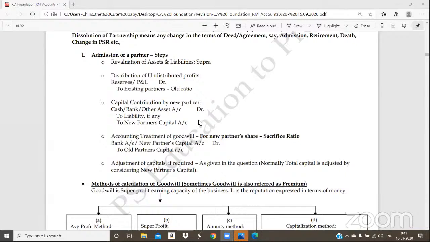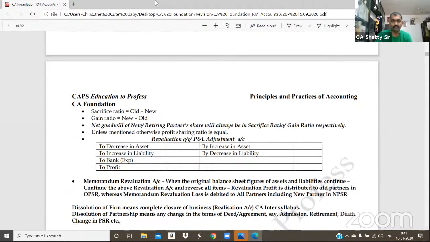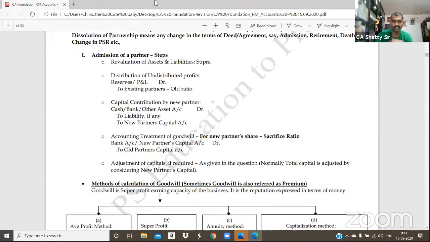Steps under admission. So it happened so fast because we already discussed before, in the introduction only. Everything is connected to one sentence. No one can make profit without being in existence. So this much only for admission. So simple. The revaluation step, like the way we have done on top, you do it. Distribution of undistributed profit entry. Capital contribution entry we learned. Treatment of goodwill I have already dictated in the notes. Follow that. Then the last one, if required.